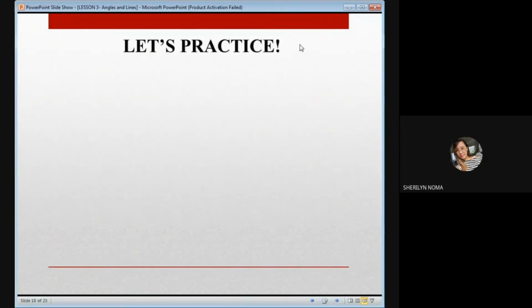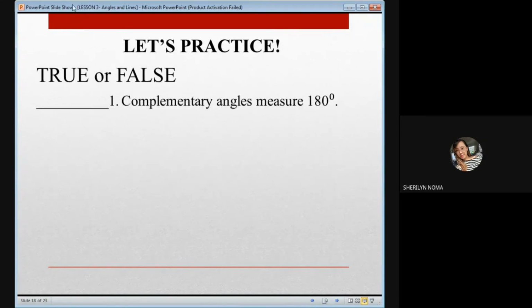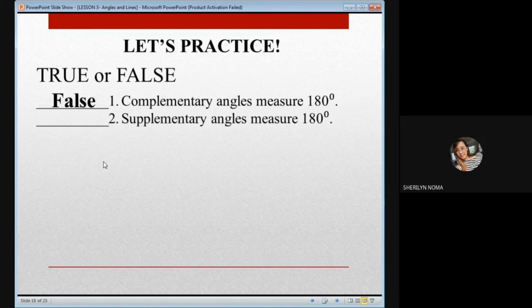Okay? So, next tayo. So, true or false? Number 1, complementary angles measures 180 degrees. So, the answer is false. Number 2, supplementary angles measures 180 degrees. True or false? Correct answer is true.